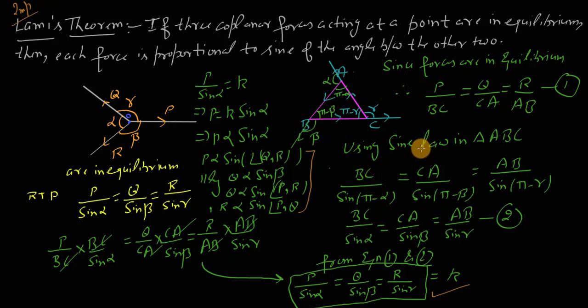One is the sine law, and the other is the converse of the triangle law, which says that if forces acting at a point are in equilibrium, then they can be represented by the sides of the triangle taken parallel to the lines of action of the forces, and these sides are proportional to the magnitudes of the forces. So that is very simple, I think, and you must go through this article. This proof is very important.